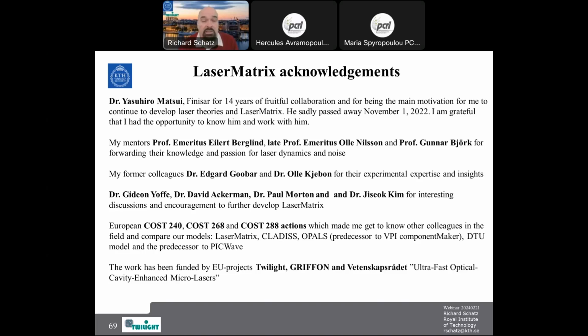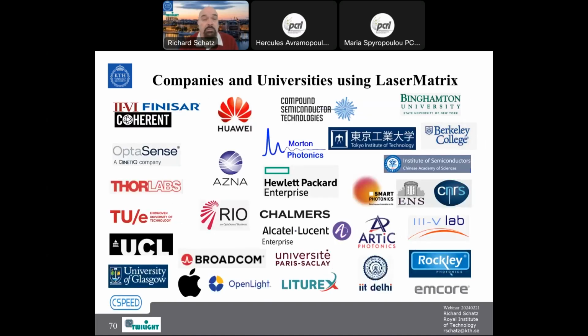I also want to acknowledge EU projects, especially TWILIGHT, which is also financing these webinars, Griffon, and the Swedish project from Vetenskapsrådet, who have funded some of the development of LaserMatrix. Here are some companies and universities using LaserMatrix today. Many big companies like Apple, Broadcom, Toolabs, and HP are using the program.